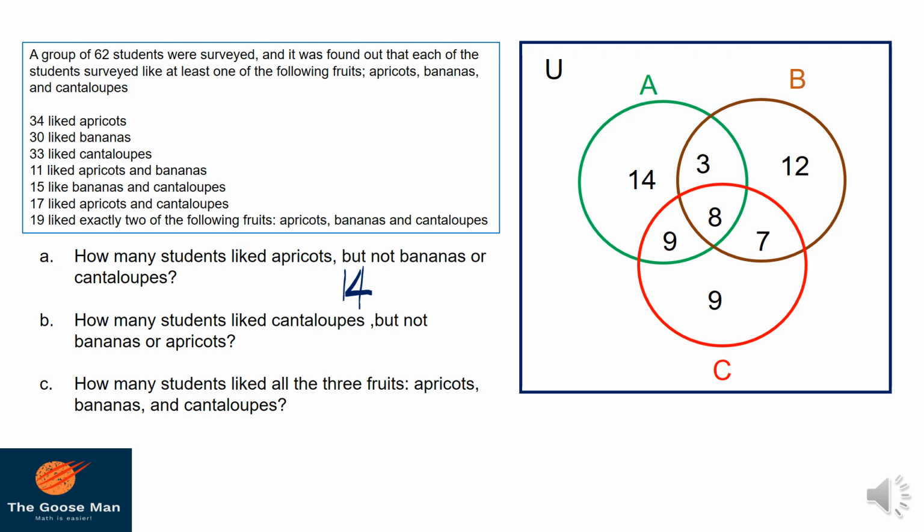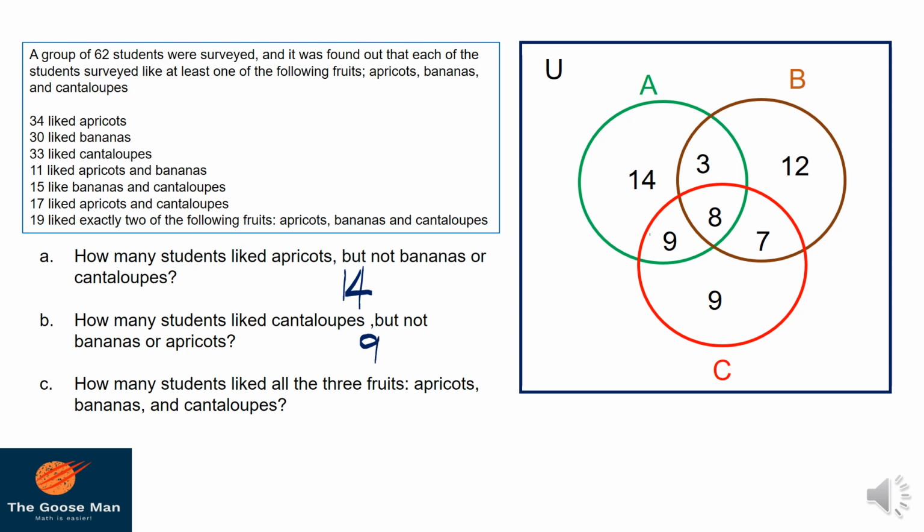Next, letter B. How many students like cantaloupe but not bananas or apricots? Again, we will look at the area for the cantaloupes. Since we want to find out who likes cantaloupes but not the bananas and the apricots, it means that this is the area only. So the answer here is 9.